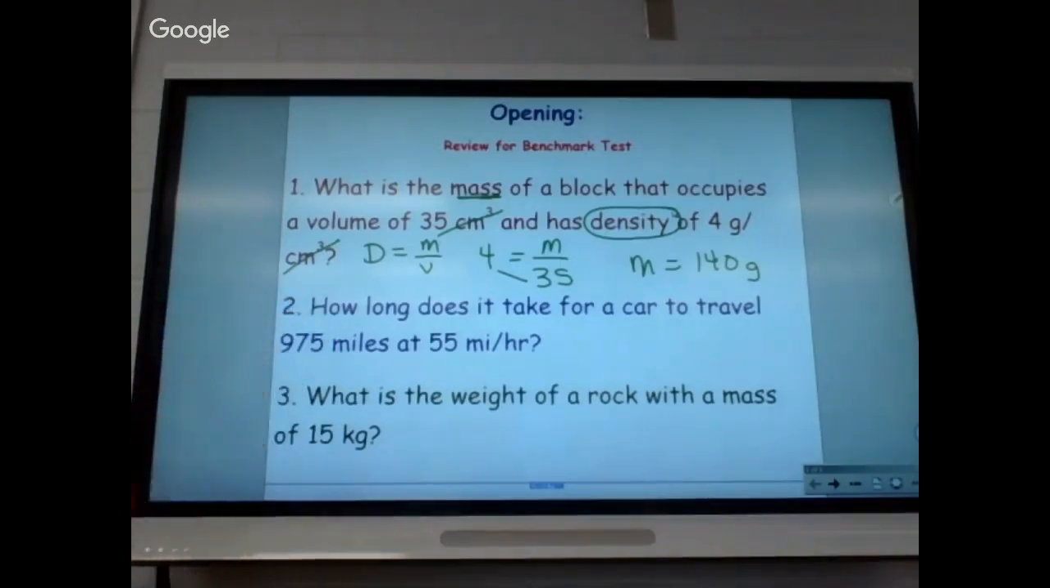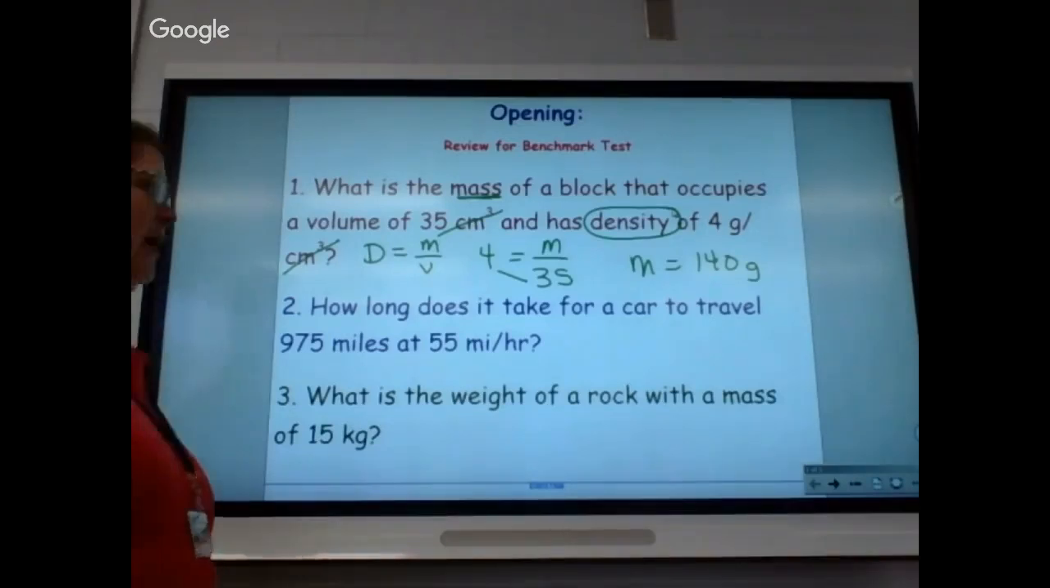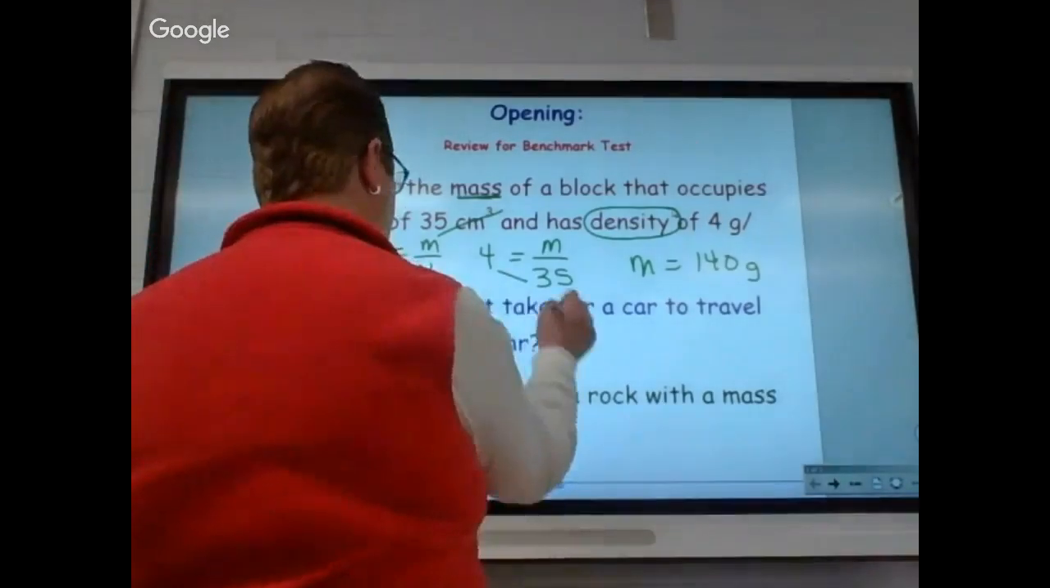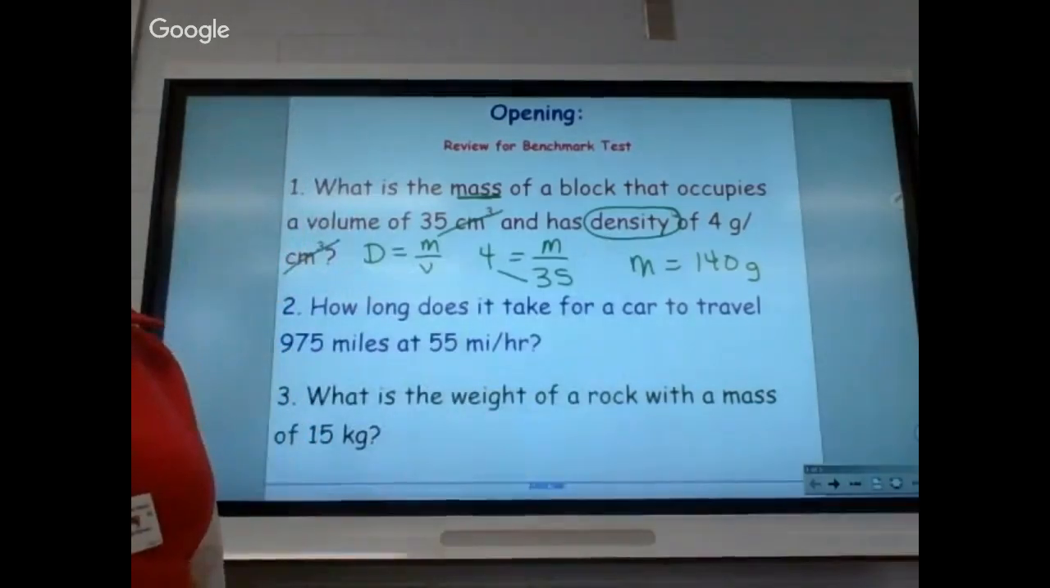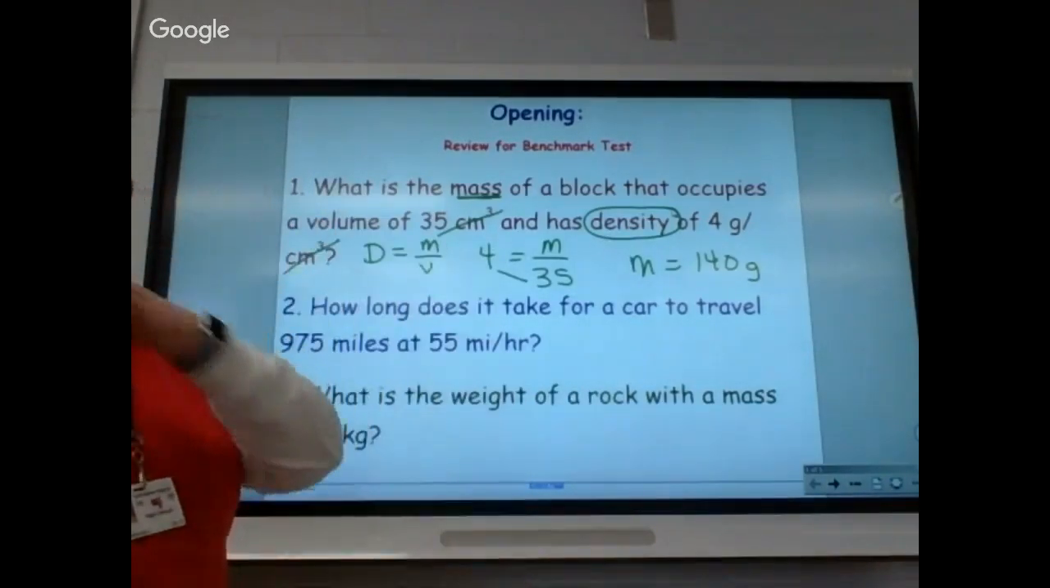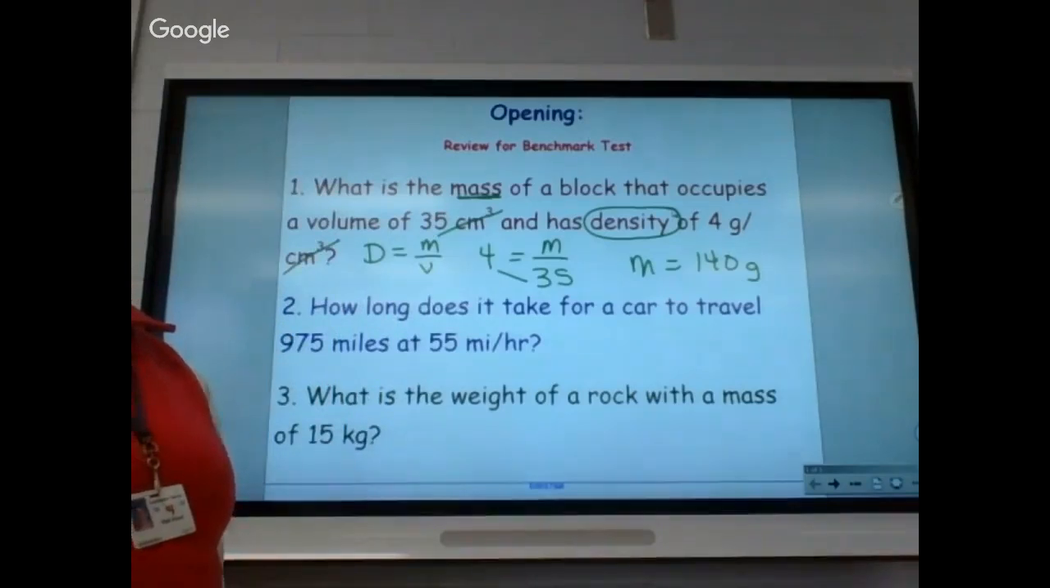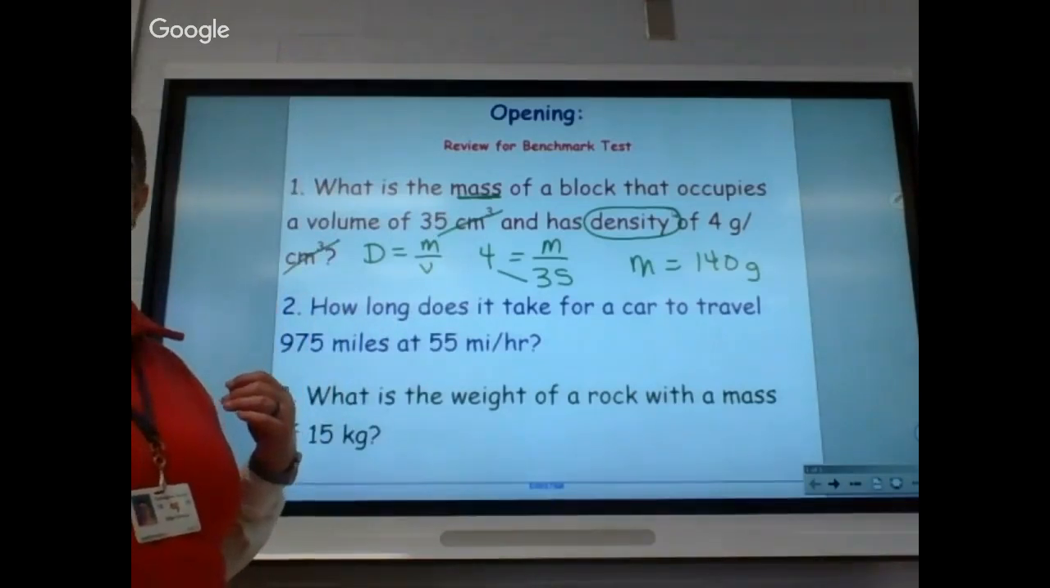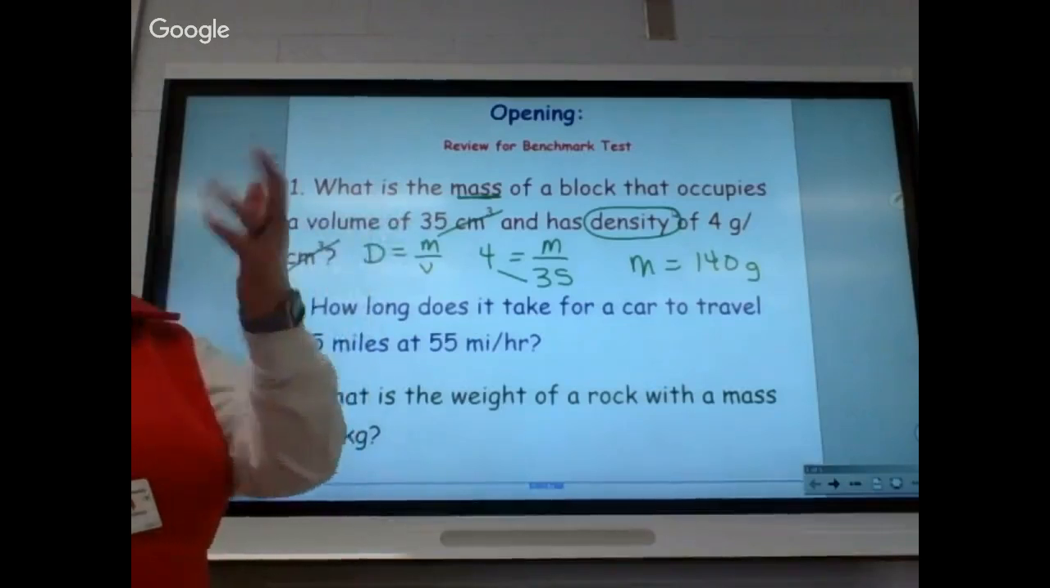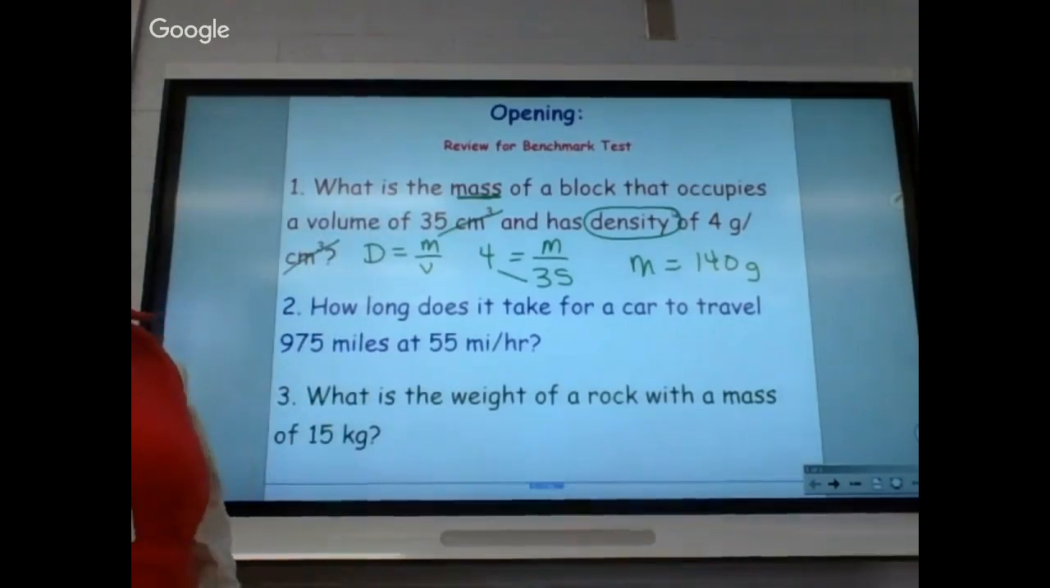All right. So how long does it take a car to travel 975 miles at 55 miles an hour? What am I asking you to find? If I say how long, I'm asking you to find time. So is this speed, velocity, or what? You can use speed or velocity. Now, is speed on the reference table? No. So you might want to use velocity because velocity is on it, and you know speed and velocity are the same, right? But you can choose whichever one you want.